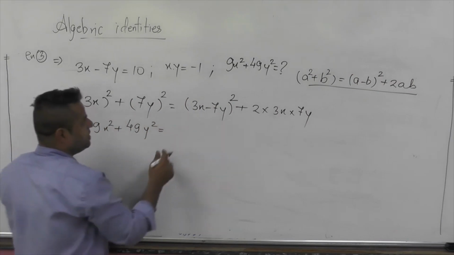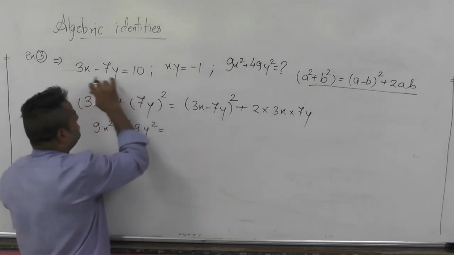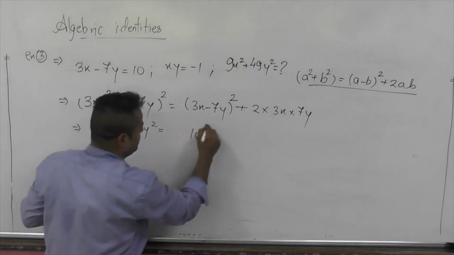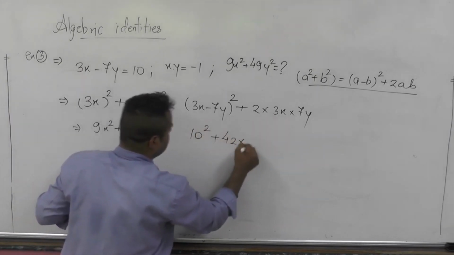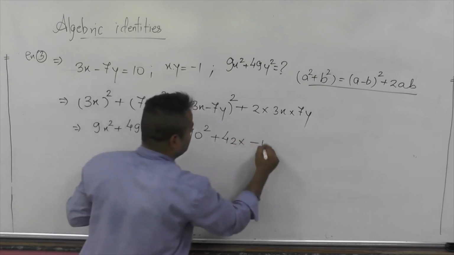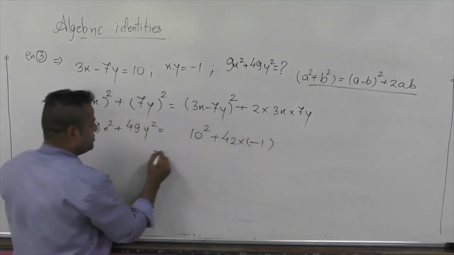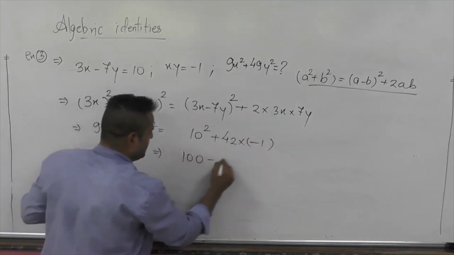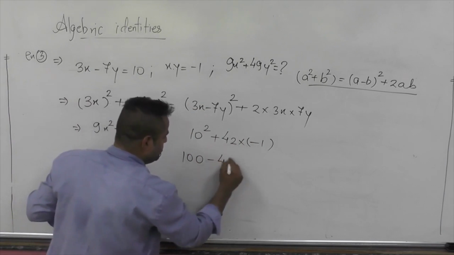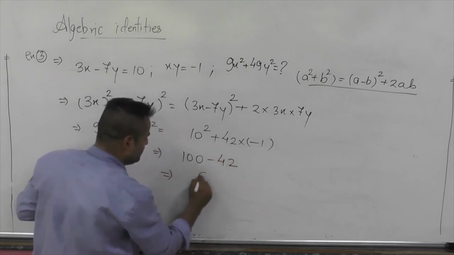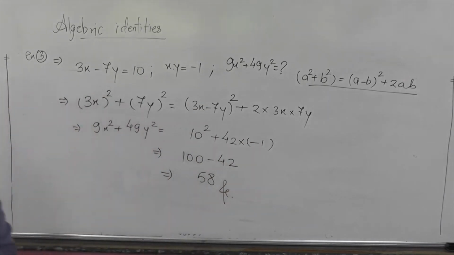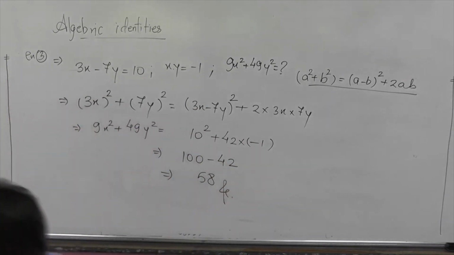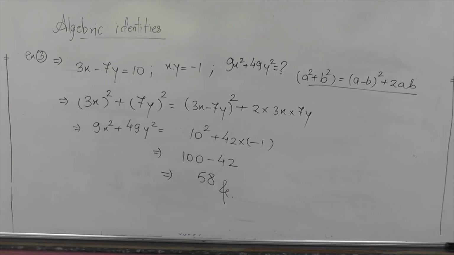And here, we are putting the value now. 3x minus 7y is 10. So we are putting 10 here. 10 square plus 2 3s are 6, 7s are 42. In the place of xy, we are putting minus 1. Okay, so this will become 100 plus minus minus 42. And 100 minus 42 is 58. And that is your answer. Got it? It's very easy to do this kind of questions.